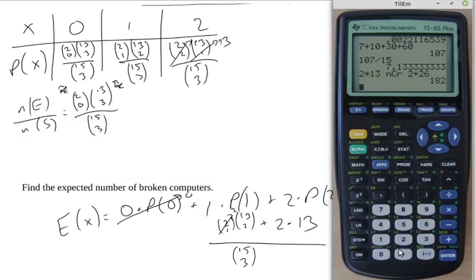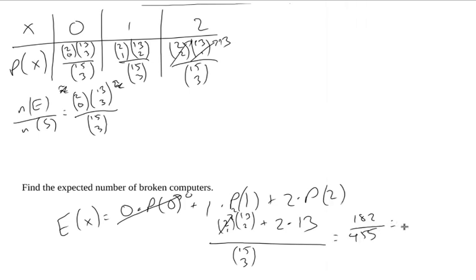The denominator is 15 choose 3, which gives us 455. 182 divided by 455. This is an average, so it does make sense to have a decimal here. On average, we would expect to get 0.4 computers. And again, don't let the fact that it's not possible to get 0.4 broken computers bother you. This is an average. So a lot of the times, you're going to get 0 broken computers. Sometimes you're going to get 1 broken computer. Sometimes you're going to get 2 broken computers. And if you average all those together, you will end up getting 0.4 broken computers on average.